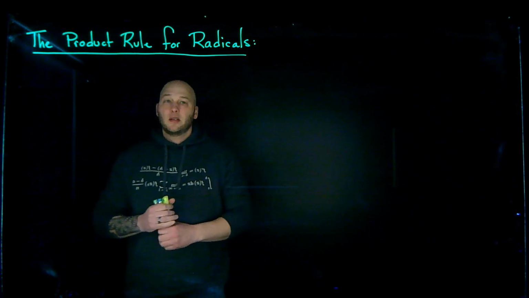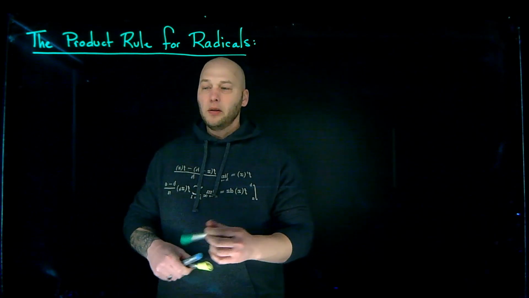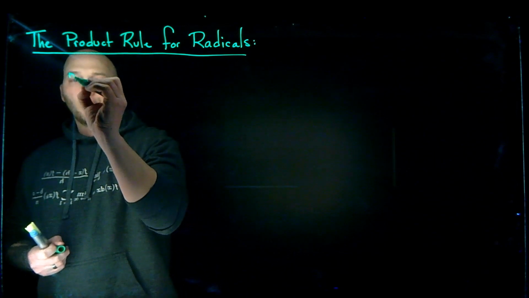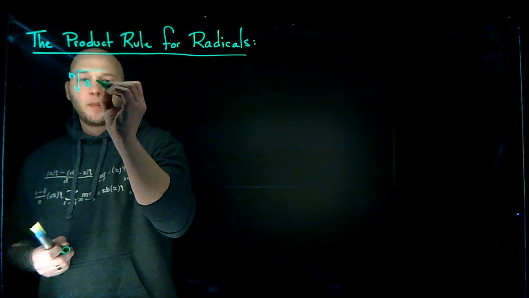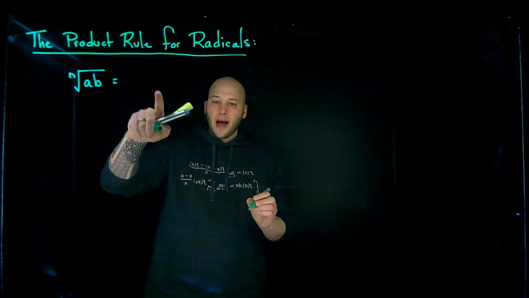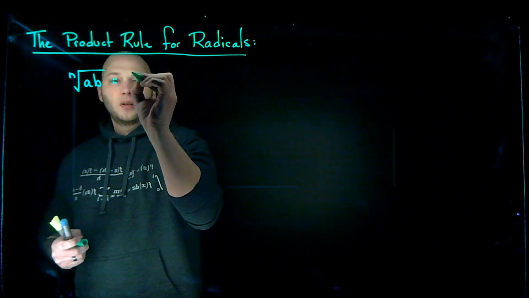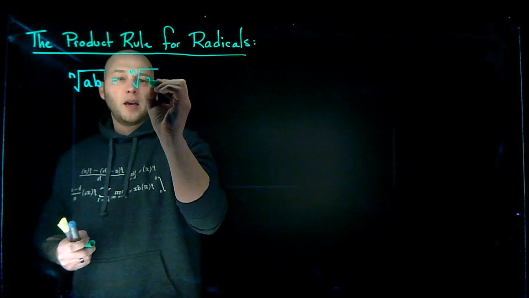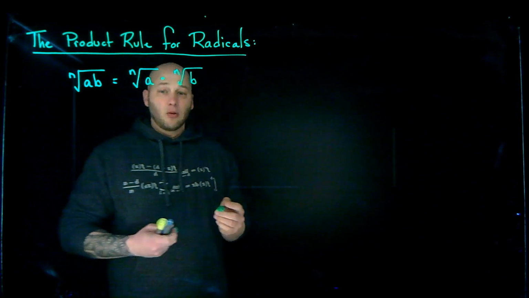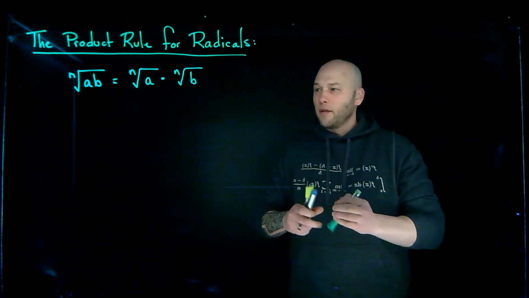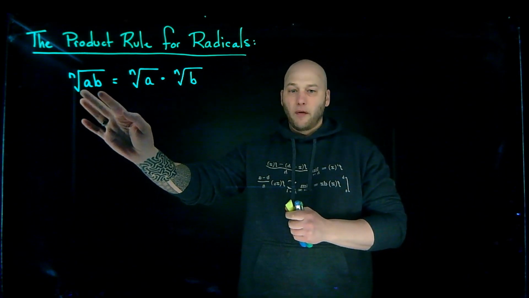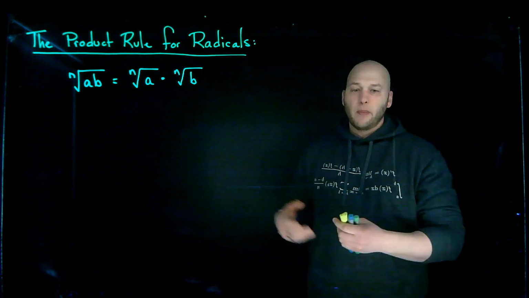I'm going to discuss the product rule for radicals, and the product rule for radicals states the following. If I take the nth root of a product, a times b, what I can do is take the radical of each factor and then multiply. In other words, this is the nth root of a multiplied by the nth root of b. And of course I can read that the other direction as well, where if I multiply radicals, we can combine the radicands first and then take the root. So we'll do examples in both directions.